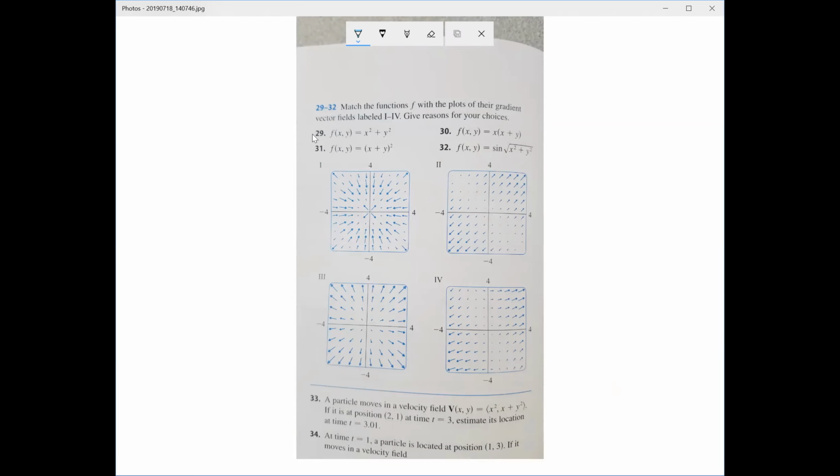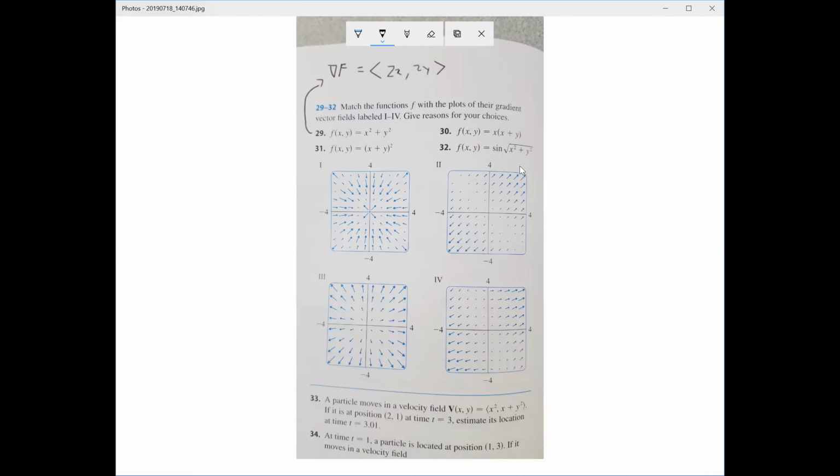Let me start off by finding the gradient vector. So for 29, the gradient vector of f is going to be in the form of 2x for the x component and 2y for the y component. Okay, so based off that, let's check the plots.